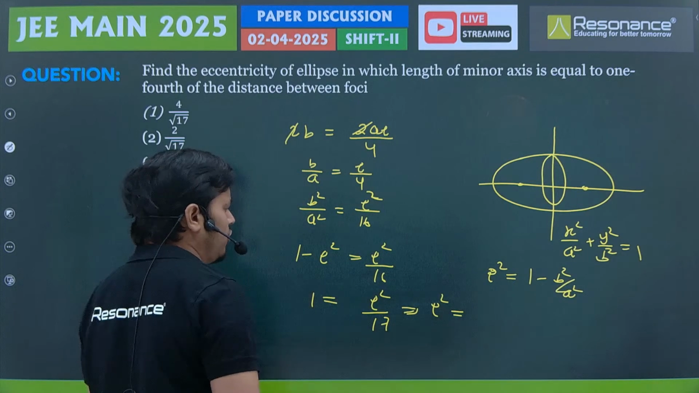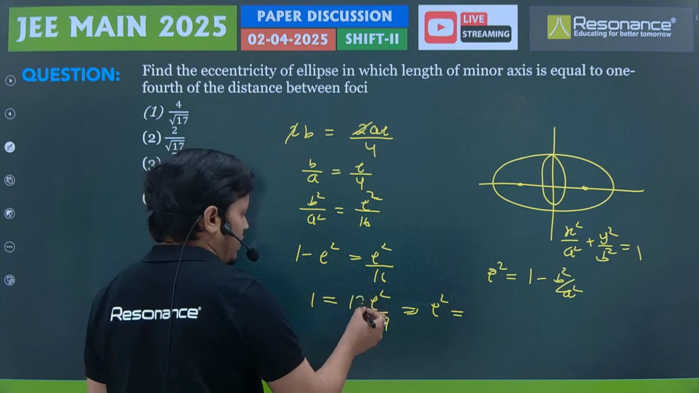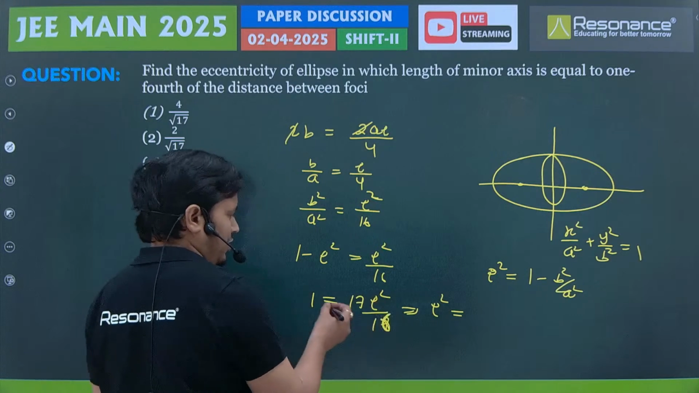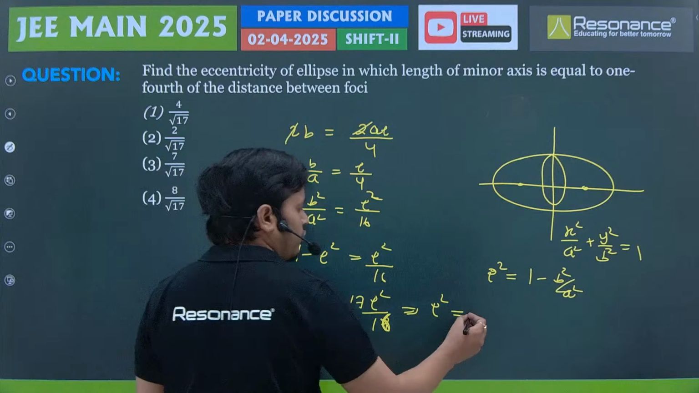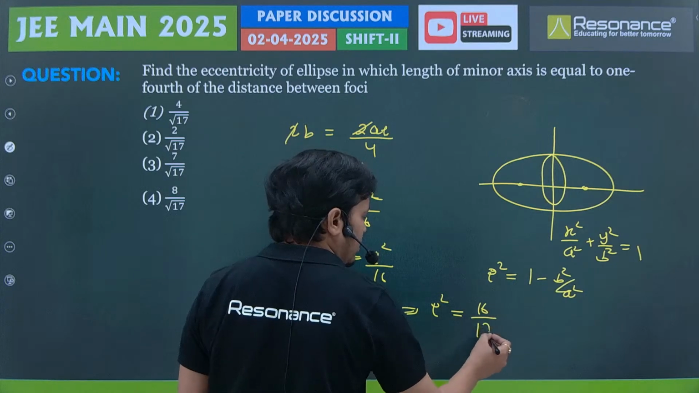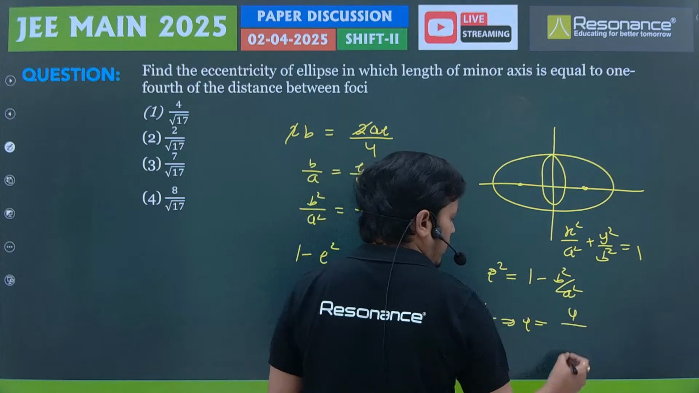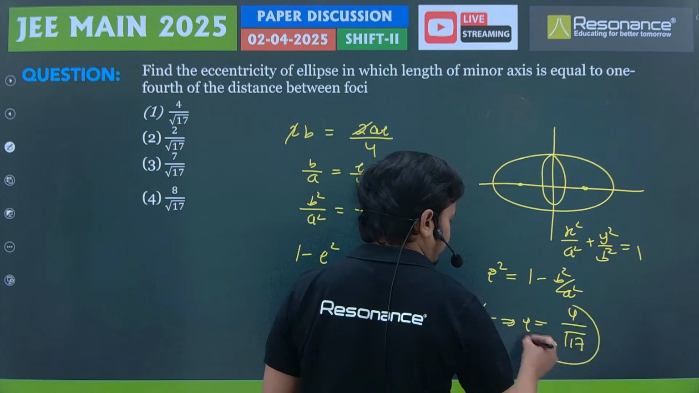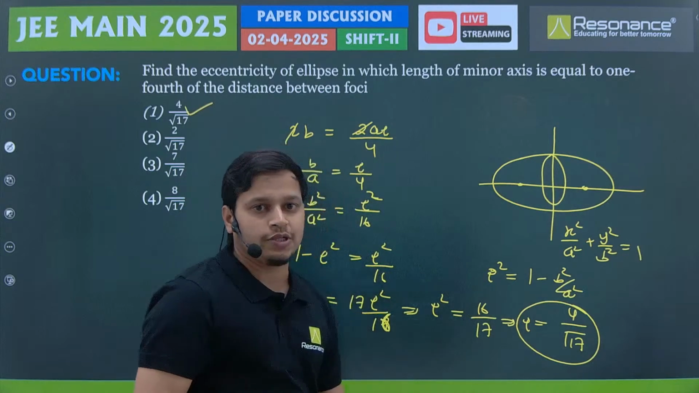So what is the value of 16 and 17 by 16? Here e square came this side, so 17 by 16 e square. e square is equal to 16 by 17. So what is the value of eccentricity? If you take the root, 4 by root 17. And in this way we got the first option correct.